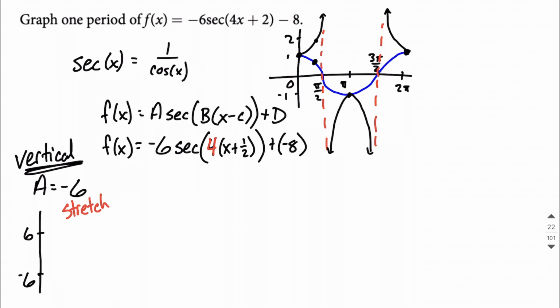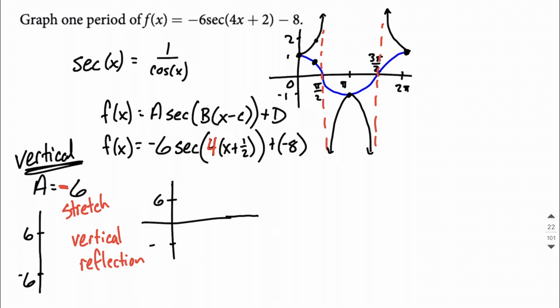All right, of our graph. Okay, the other thing is we have this negative out in front of the 6. That is going to be a vertical reflection. So now kind of the breakdown of our graph, instead of going up at the beginning, we got like 6 and -6, and just giving you kind of a rough look at what this is going to look like.